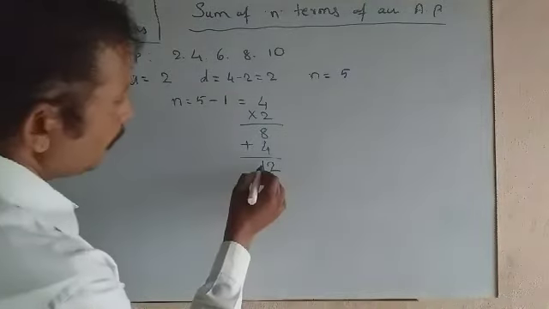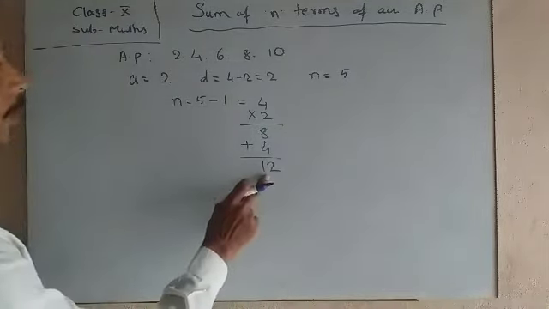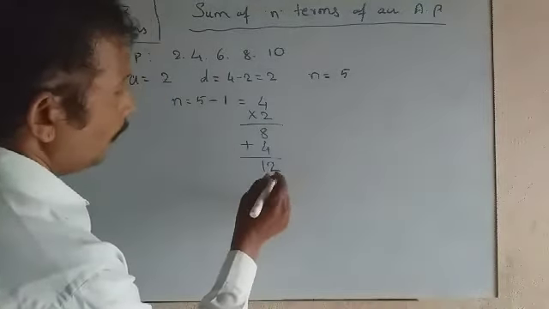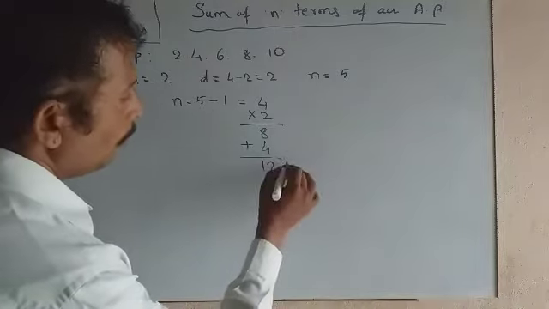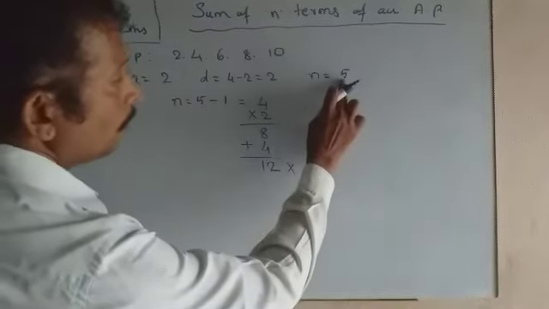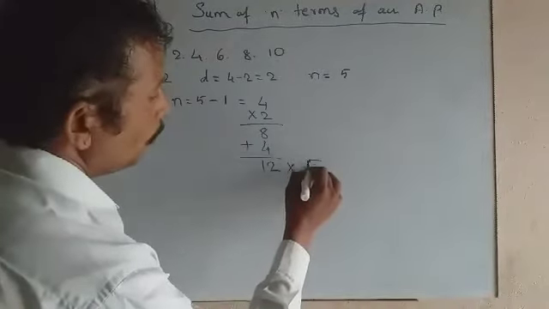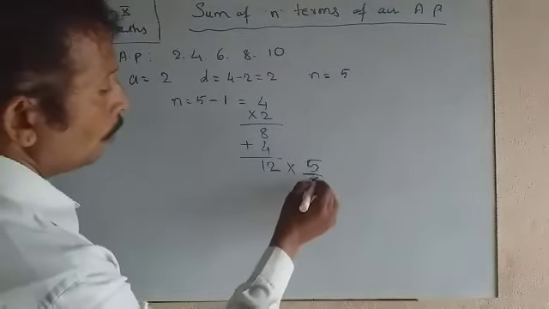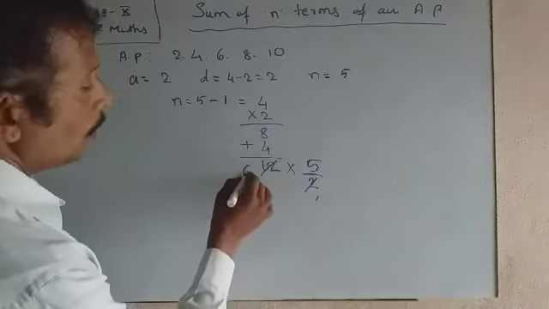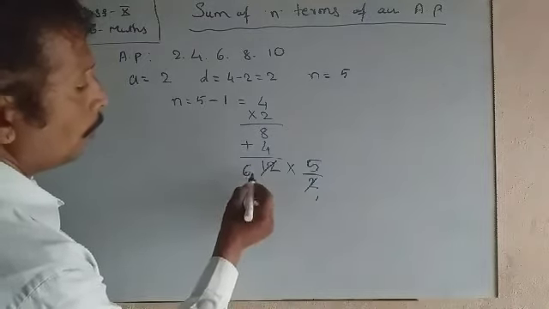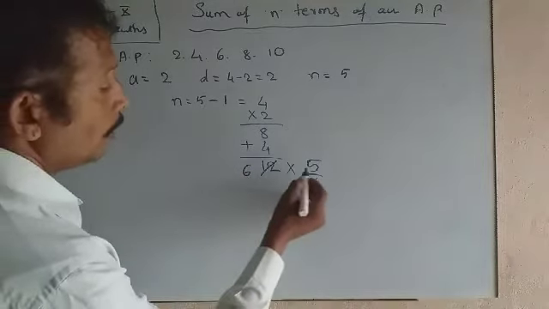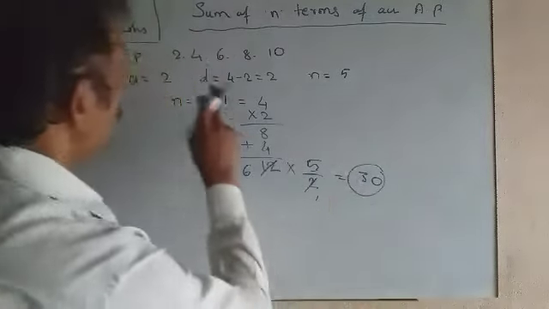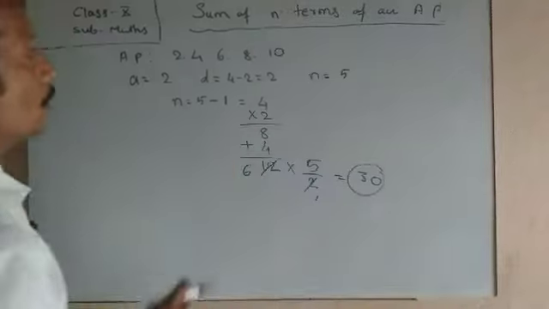Now multiply this product by the number of terms divided by 2. Multiply this product by 5 by 2. 12 into 5 by 2: 2 ones are 2, 2 sixes are 12. Then take the product of 6 and 5. 6 into 5 is 30. This is the sum of all the terms of the AP.